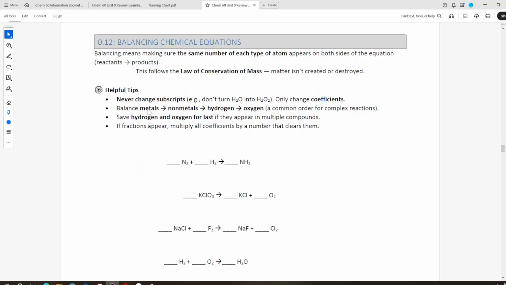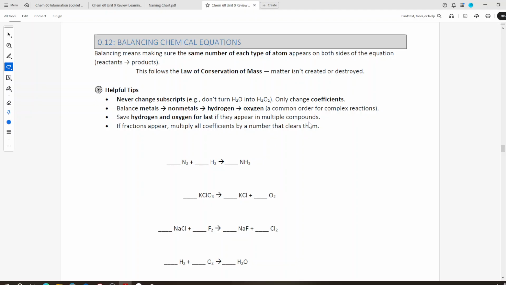There's kind of a rule of thumb that when you're balancing, you can start with the metals, then go to the nonmetals, and then hydrogen and oxygen last. It's a common order for complex reactions. I do find sometimes I want to do oxygen first. So this is just a recommendation, it's not a rule.